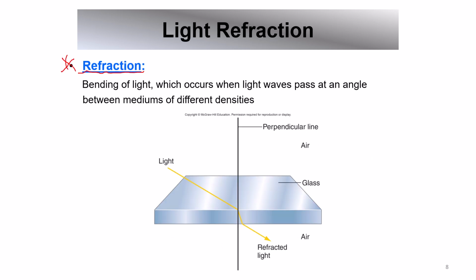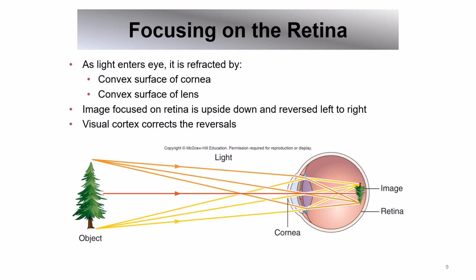Know the word refraction, it just means bending of light when the light passes through different mediums of different densities. And so this happens with our eye, especially when the light goes through the lens. And here it shows that when the light goes through the lens, it ends up bending.